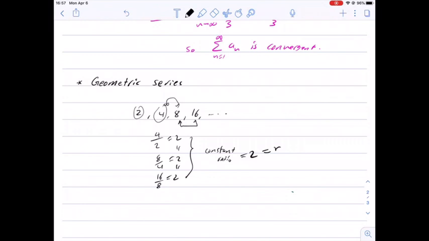So if this is the same for all, I mean, if we divide any term by the preceding one, we get a geometric series. I should write addition here between elements or terms.